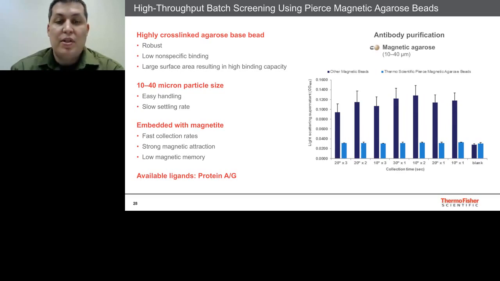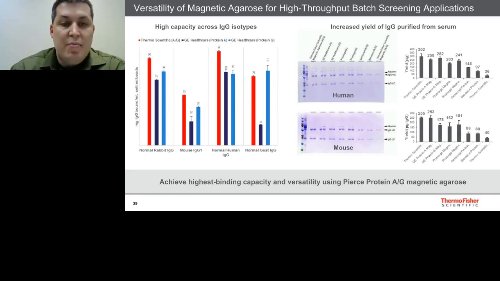This data is showing the binding capacity of protein AG magnetic agarose beads compared to both GE's protein A and protein G Mag Sepharose resins. As you can see from the graph on the left, the Pierce protein AG magnetic agarose beads have higher IgG binding capacity than both GE's Mag Sepharose protein A and protein G resins across a wide variety of isotypes when using a purified IgG.